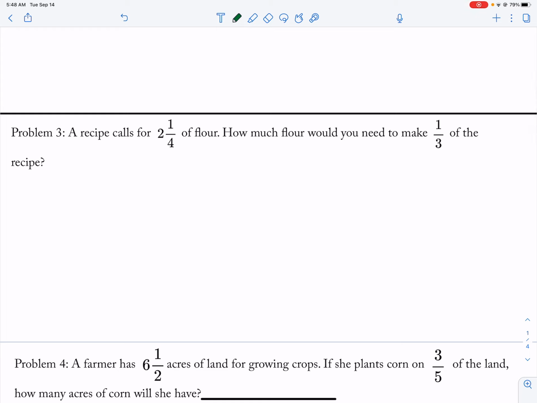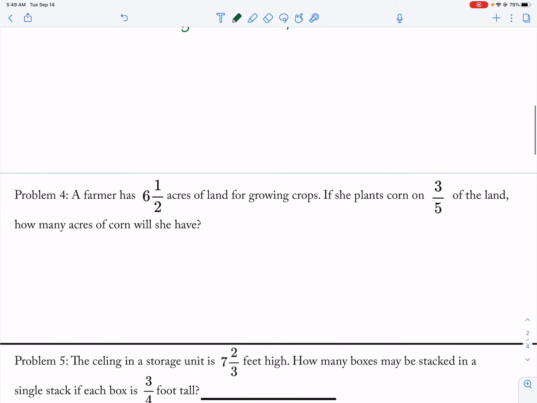Okay, so a recipe calls for 2 1/4 cups of flour. How much flour would you need to make a third of the recipe? So I want 2 1/4 divided by 1/3. I would change this to an improper fraction. 2 times 4 is 8 plus 1, which is 9/4, divided by 1/3. So then you invert and multiply by 3/1. So I get 27/4. And this would be cups. I forgot to write the word cups there.